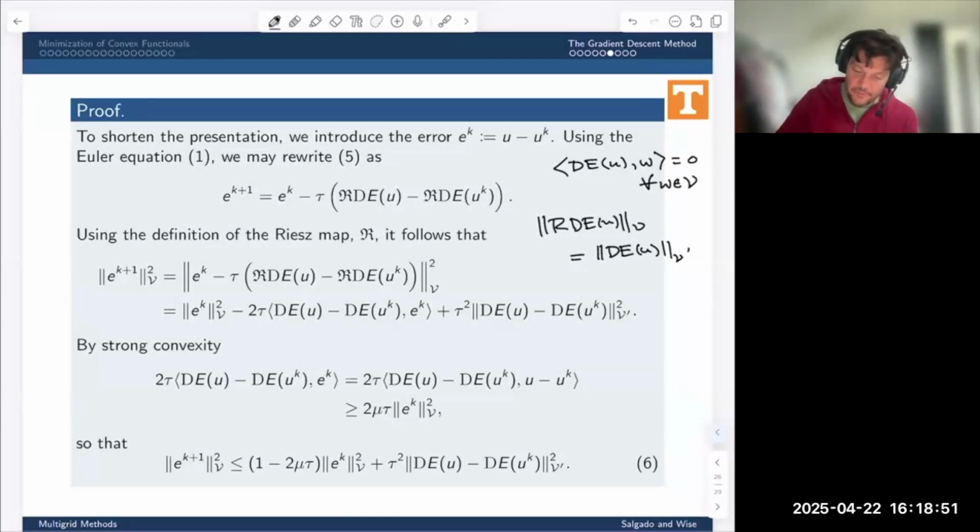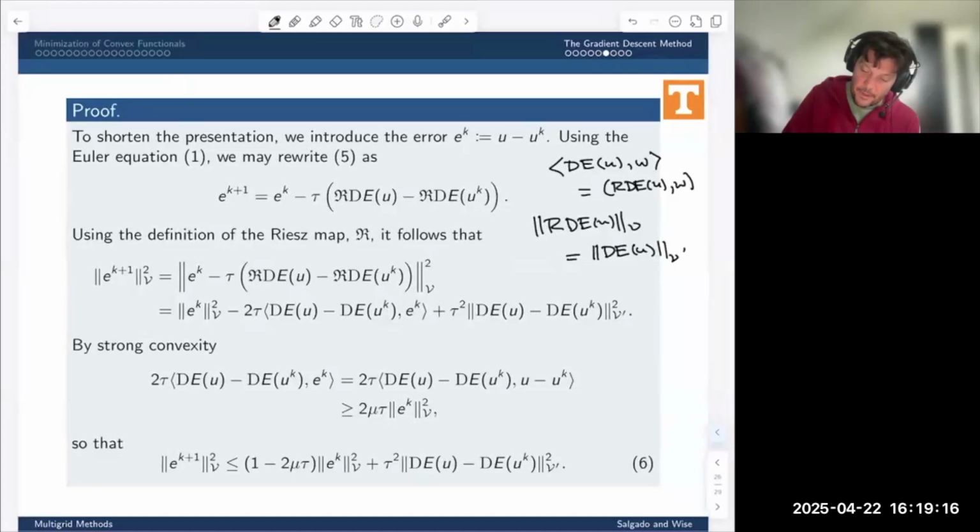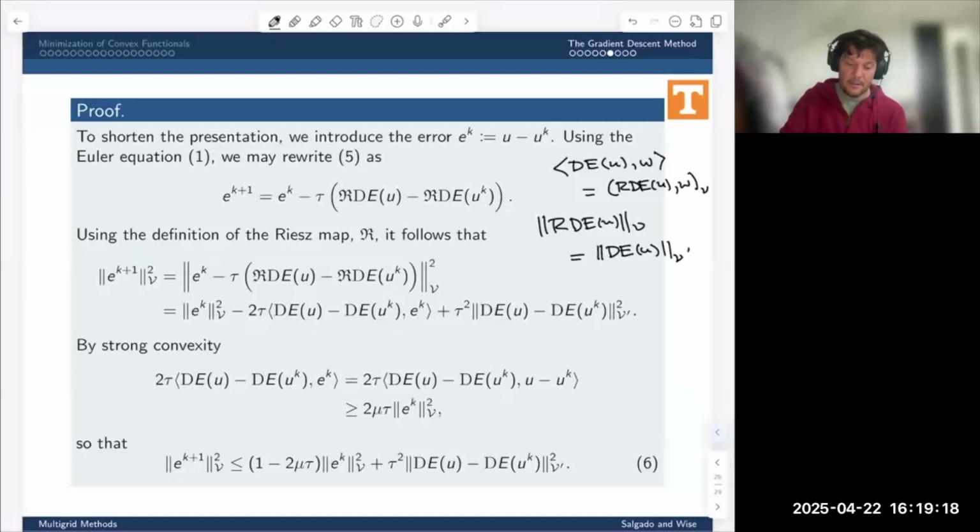What else would we use for the Riesz map? We also know that the Riesz map for this object here is just going to be equal to the ordinary inner product of the Riesz map of DE(U) against W. That's in V. This is what we call the dual pairing, and this is, of course, an inner product.